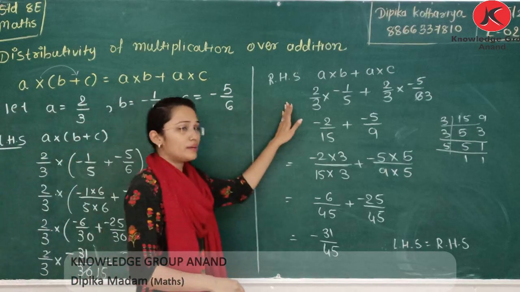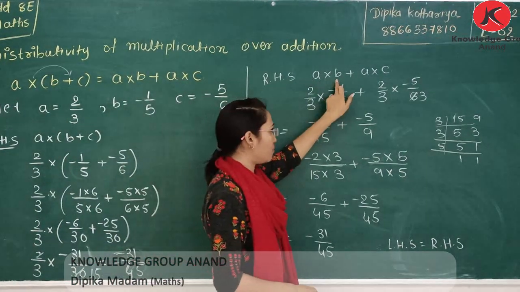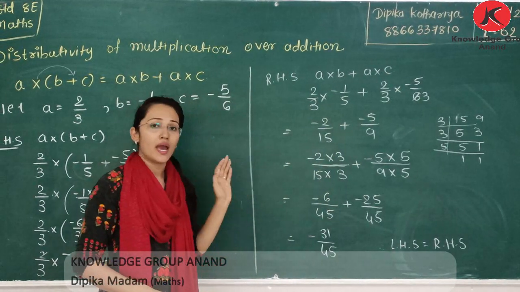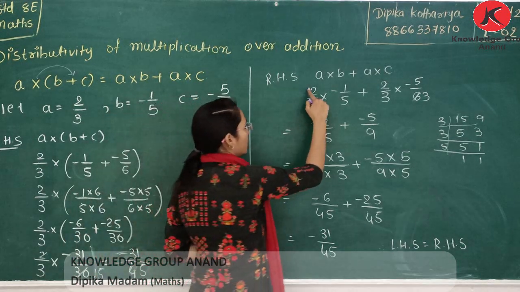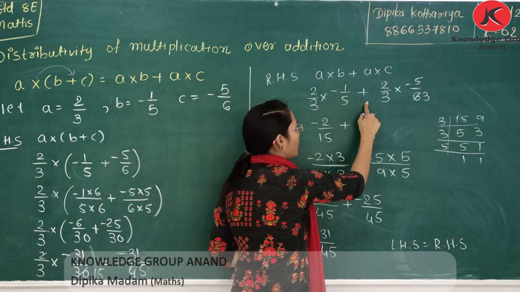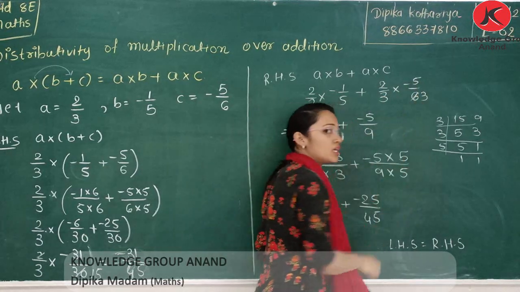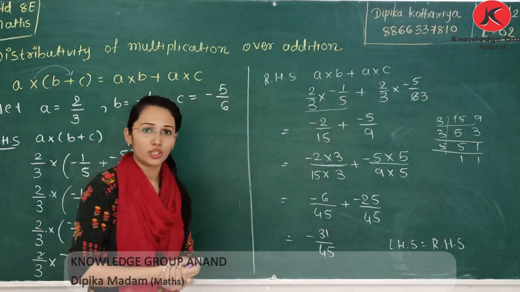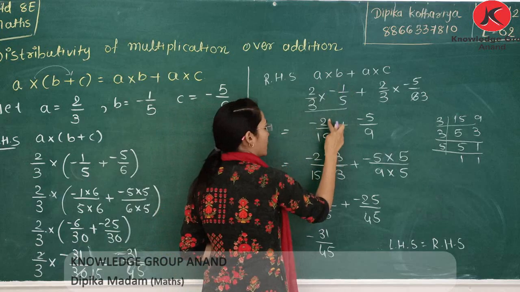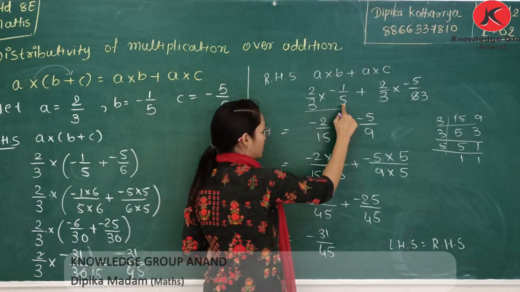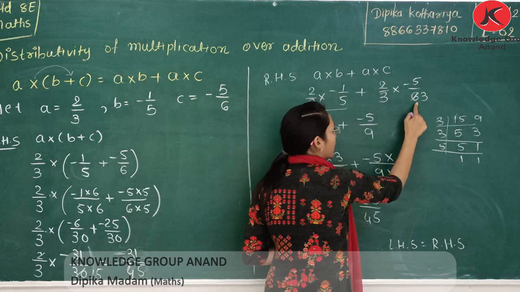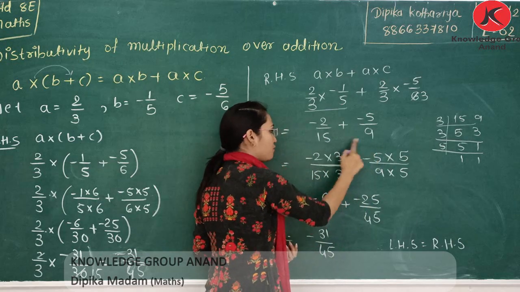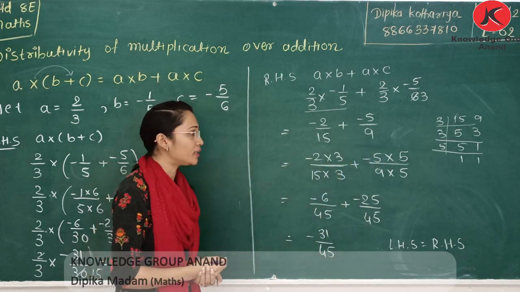Now we can check the right hand side, that is a multiply b plus a multiply c, meaning a is multiplied with both b and c and then we add the answers. So here it is 2/3 multiply -1/5 plus 2/3 multiply -5/6. Now you can directly multiply, because in multiplication there is no need to take LCM. 2 multiplied with -1 is -2. 3 multiplied with 5 is 15. Here you can cut the common factor, 2 3s are 6, -5/9. Here one is 15 and one is 9 in the denominator, so we need to take the LCM.